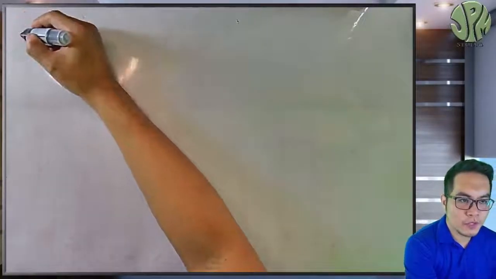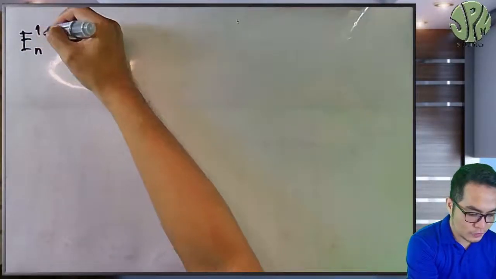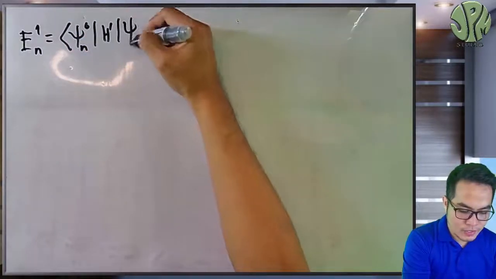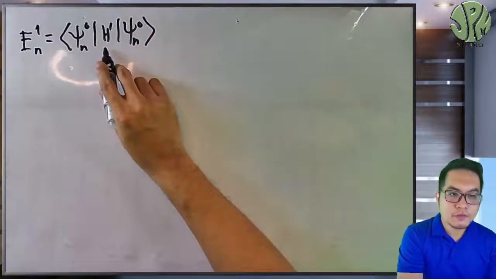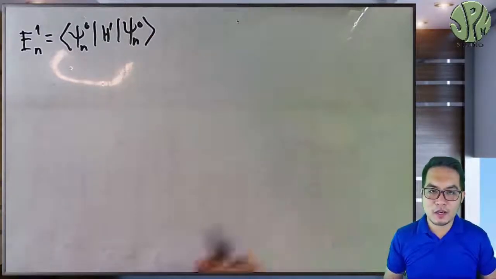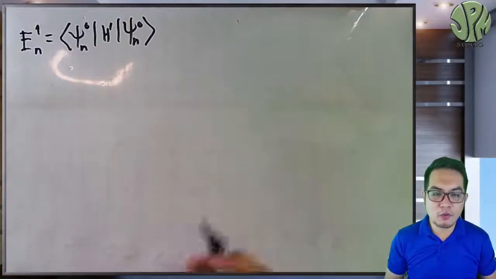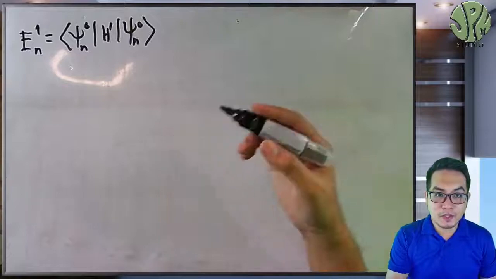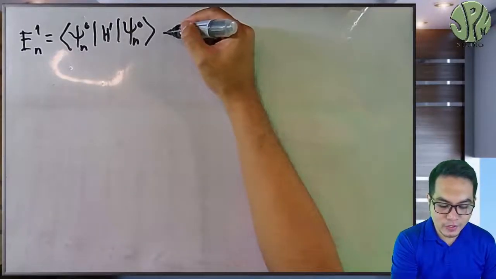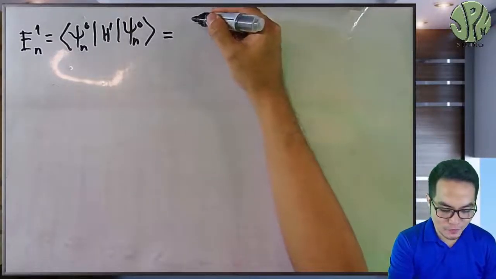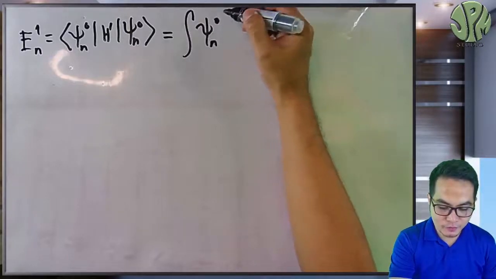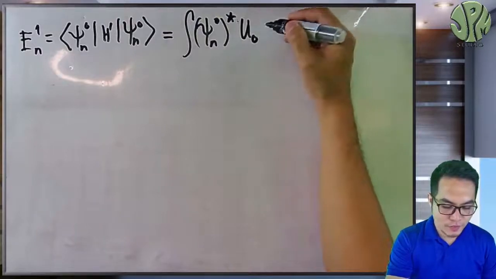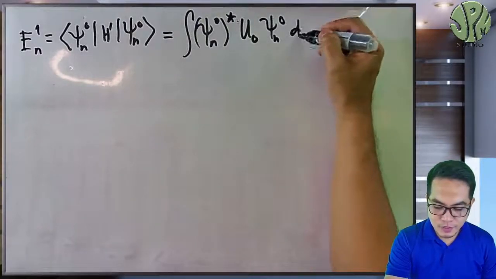So when we solve for the first order correction, En1, we have psi n0, h prime, psi n0. If h prime is not for all space, it's only for a certain limit, then you don't automatically use the Kronecker delta orthonormality condition. You need to convert this into the integral form. So basically, this is psi n0 conjugate. Our h prime here is u naught. You have psi n0 dx.